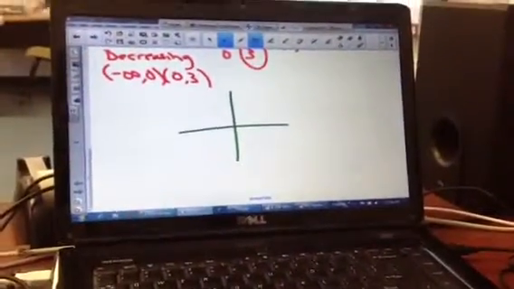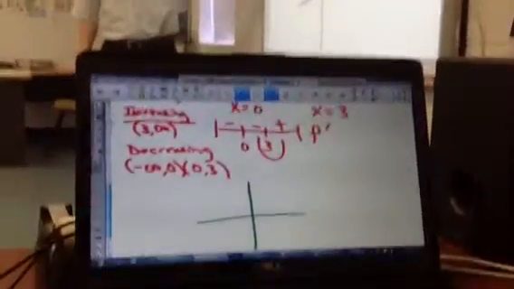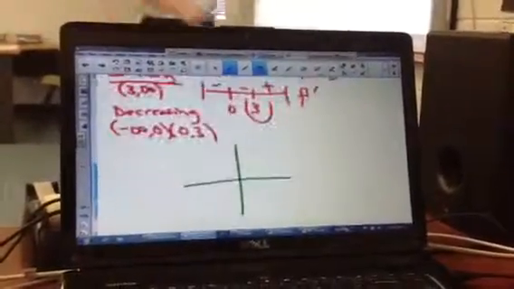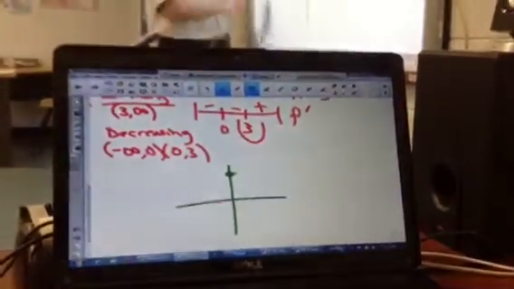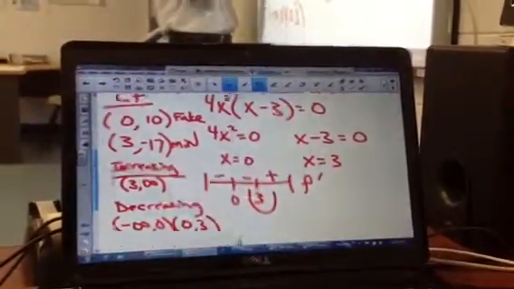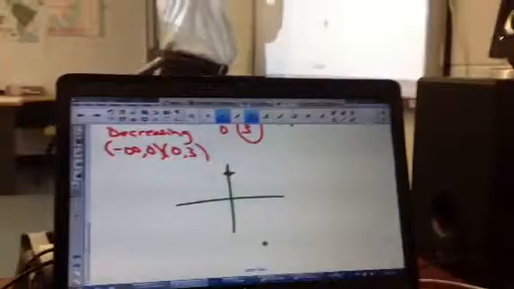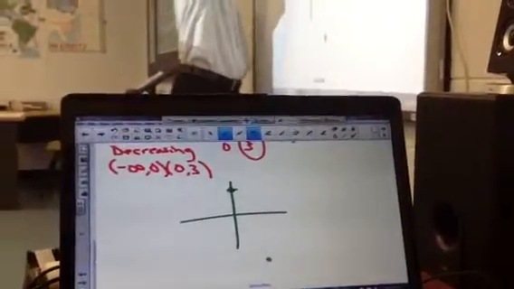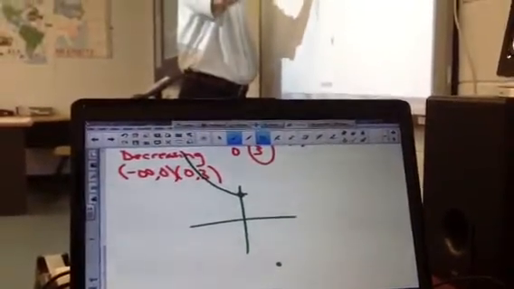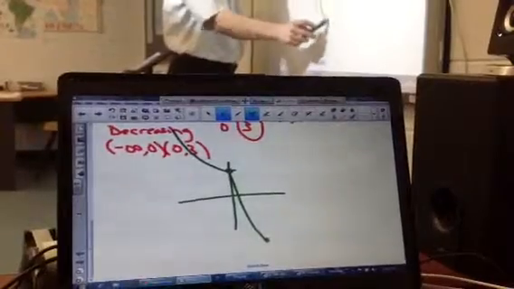Don't draw this. I just want to show you what we got so far. We got the point (0, 10), and it's a fake. We've got the point (3, -17), and it's way down here, and it's a minimum. And we know that we have decreasing, decreasing, increasing.